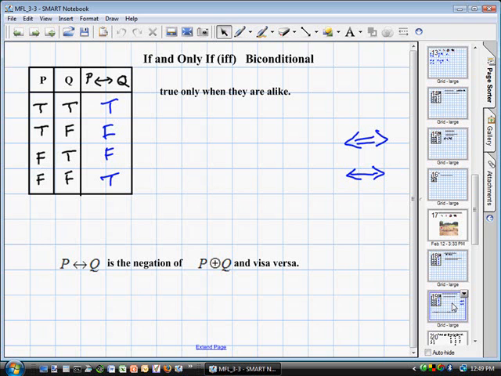This one is only true when both are alike. So, notice when we have a true and a true, it's true. And when we have a false and a false, it's true. But when they're different, it's false. Does that remind you of another rule?